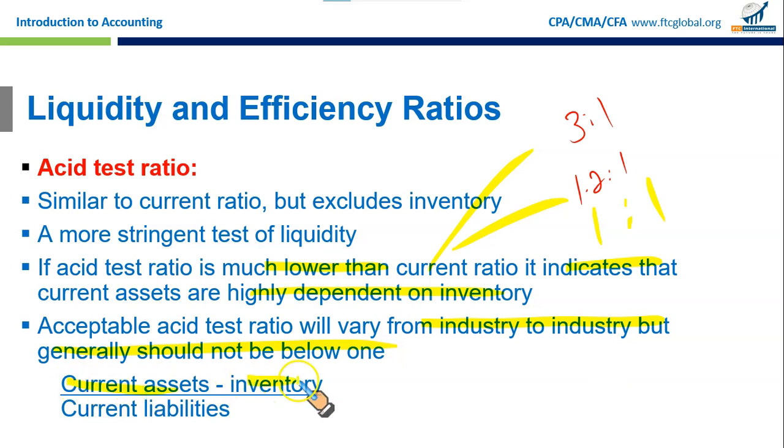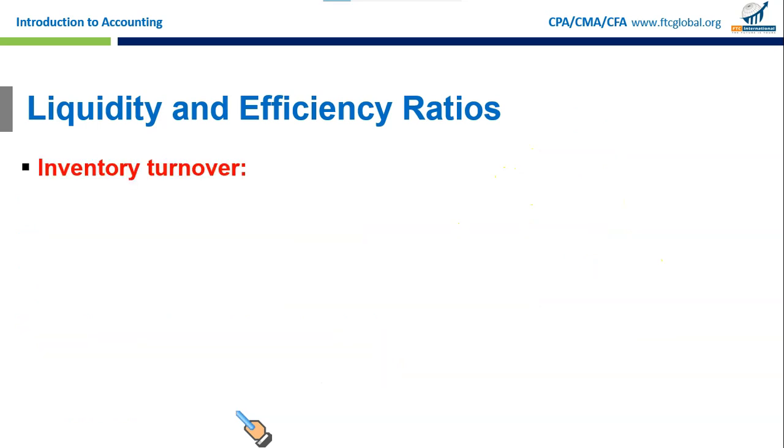Current assets less inventory, and you must deduct prepayments also, and express this as a fraction of current liabilities. Next we have inventory turnover.